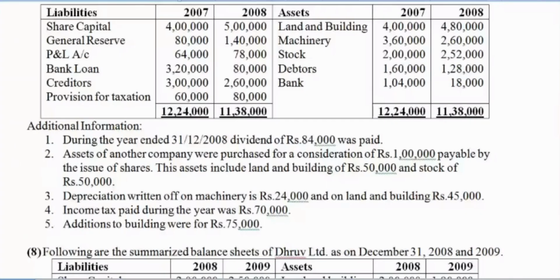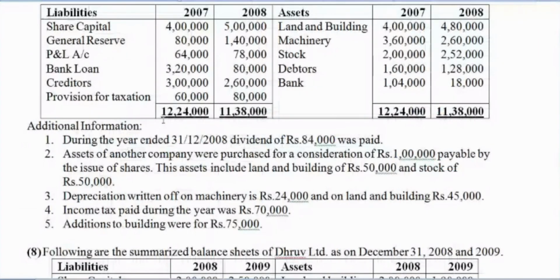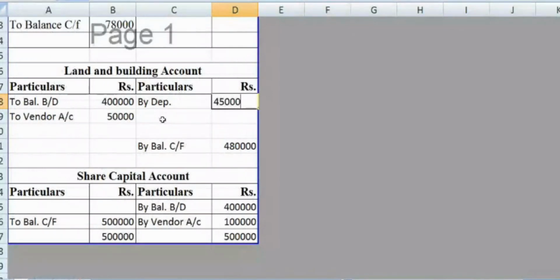Is there any other point about land and building? Depreciation written off on machinery 24,000 and land and building 45,000. So if depreciation is there, it will be shown on the credit side by depreciation account. What is the amount of depreciation here? 45,000 on land and building. So if you put the 45,000 here, now what happened? Is it closed, or is there a difference on any side?